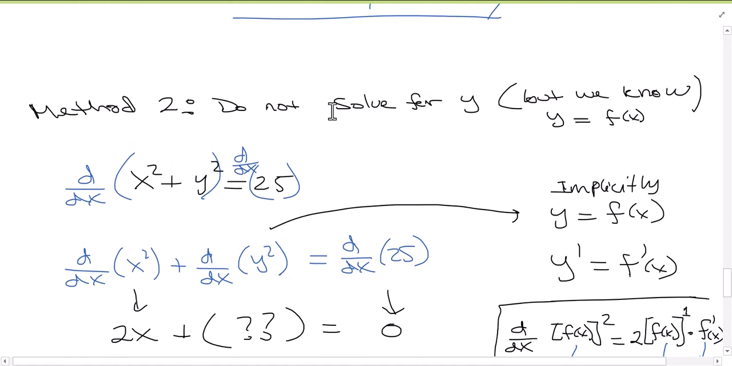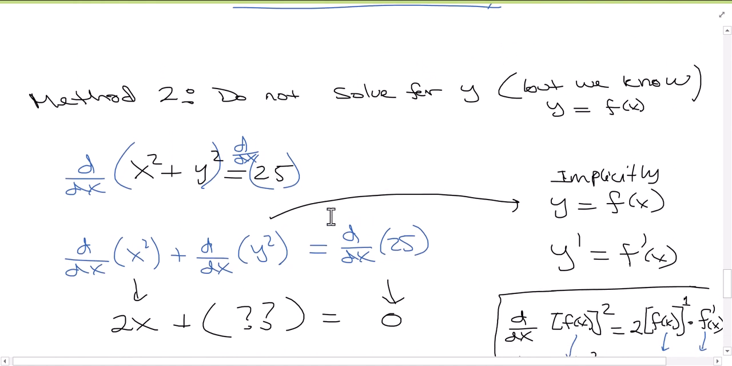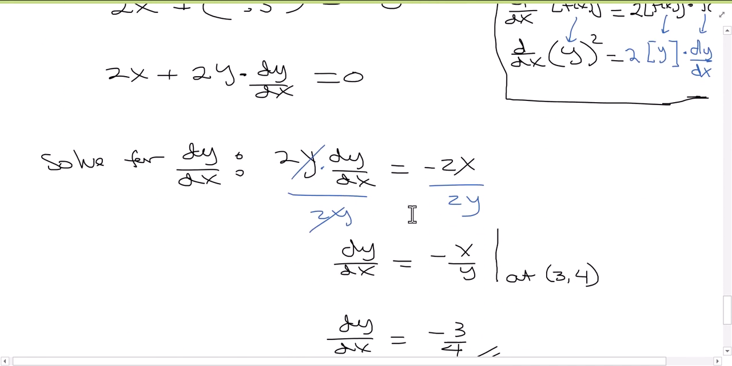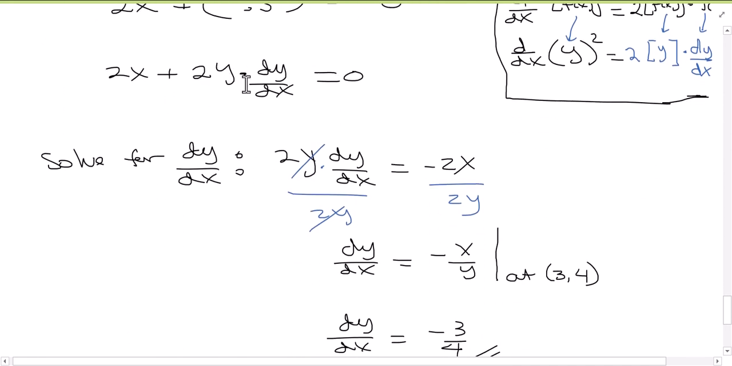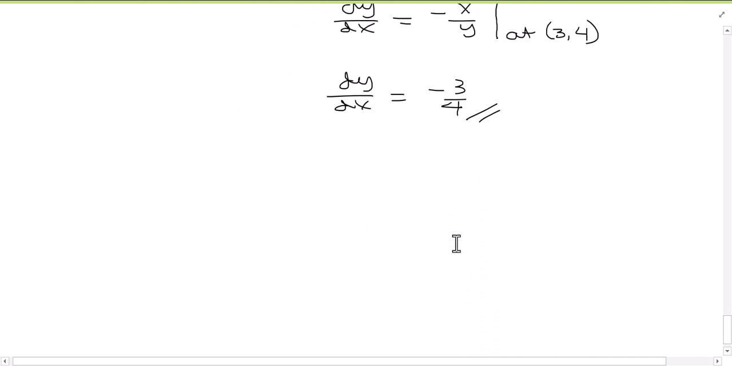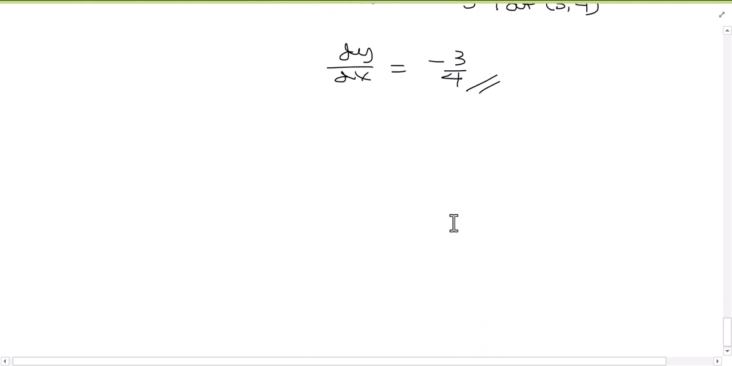With implicit, because I don't have to solve for y, that work is gone. I still need the chain rule, because when I take the derivative of y, it is implicitly a function of x. So I'm always going to need chain rule when I take the derivative of y. And so in this case, it's 2y dy/dx. But notice that we get the same slope. So our equation of the line will be exactly the same.